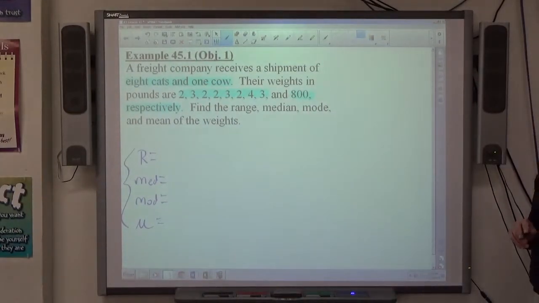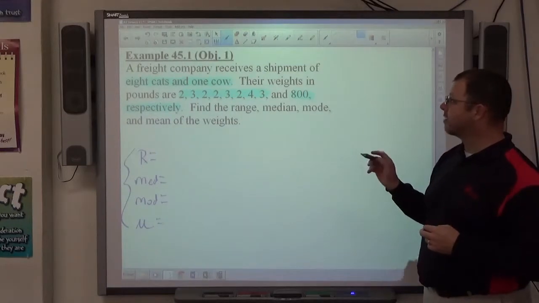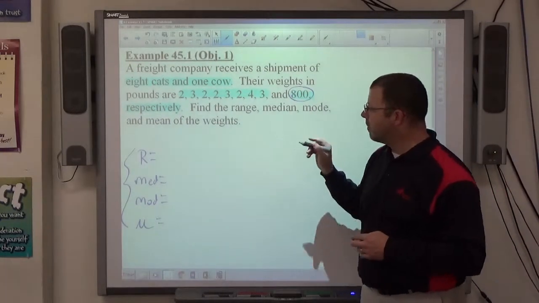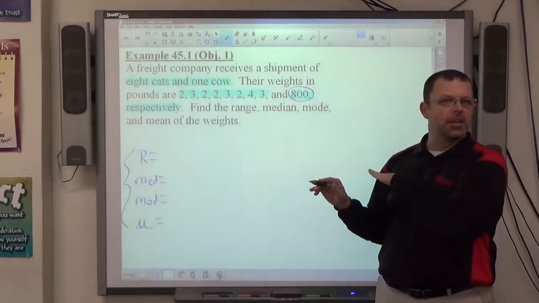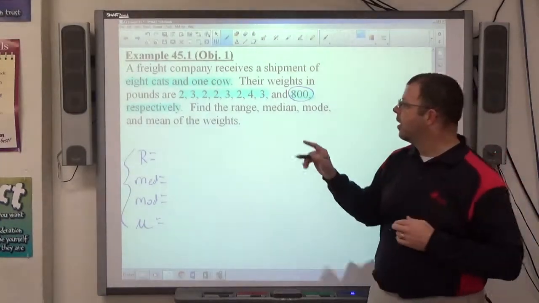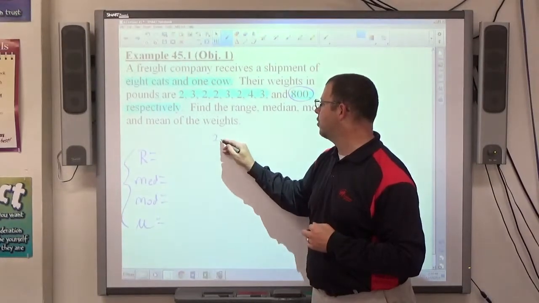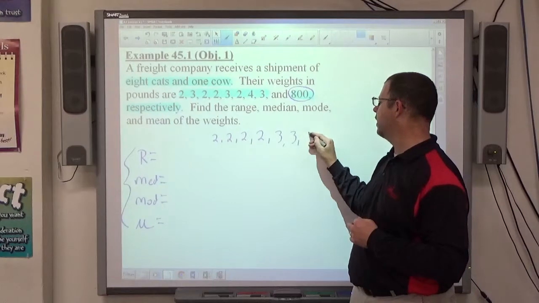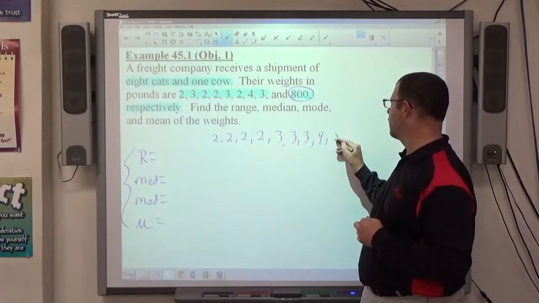Biggest minus smallest. So obviously 800 is the biggest, right? What's the smallest? 2. All right. As soon as I see median on my list of things also, I'm going to write my numbers down. So I'm going to write them in numerical order though. So 2, 2, 2, 2, 3, 3, 3, 4, 800.